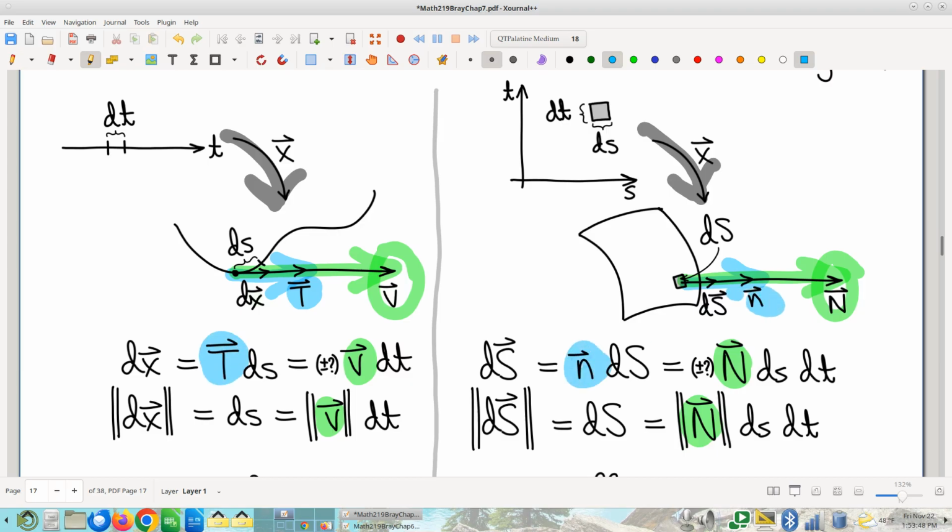Those show up in analogous ways in those equations. We can talk about the size of the corresponding piece of the domain, right? We've got a little piece of curve there of size ds. We've got a little piece of surface here of size capital dS. Again, the analogy continues. Perfect, right?